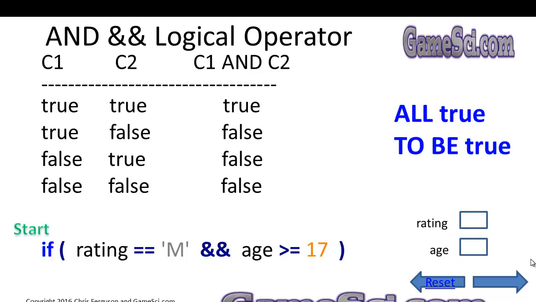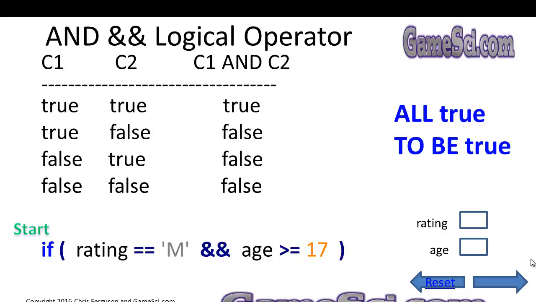Now let's look at the AND logical operator. Logical operators allow us to string together more relational operators to get more complex conditions or booleans. The AND is represented by two ampersands in a row, just like equal equal is the equal to relational operator. Ampersand ampersand is the AND logical operator. AND means exactly what the English word AND means. Both sides must be true.